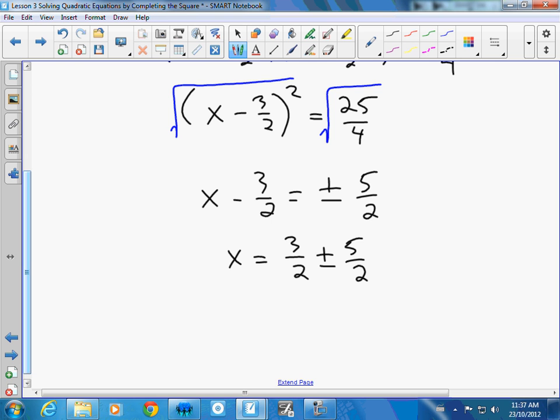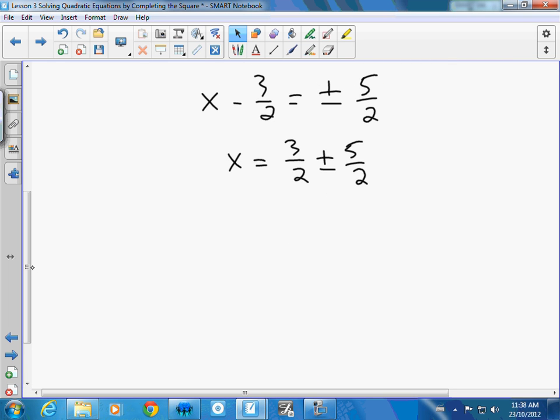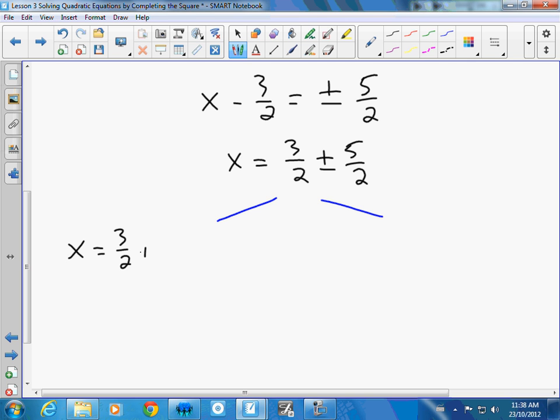That looks weird, but it really makes sense, right? 3 over 2 plus 5 over 2, or 3 over 2 minus 5 over 2. That's 2 possible answers. So then what I'm going to do, I don't know if you notice, I kind of do the same thing every time. Do I break it into pieces? Yeah? X equals 3 over 2 plus 5 over 2. X equals 3 over 2 minus 5 over 2. You guys will see this. It's the exact same steps every single time. It doesn't change. Okay, what's 3 over 2 plus 5 over 2?